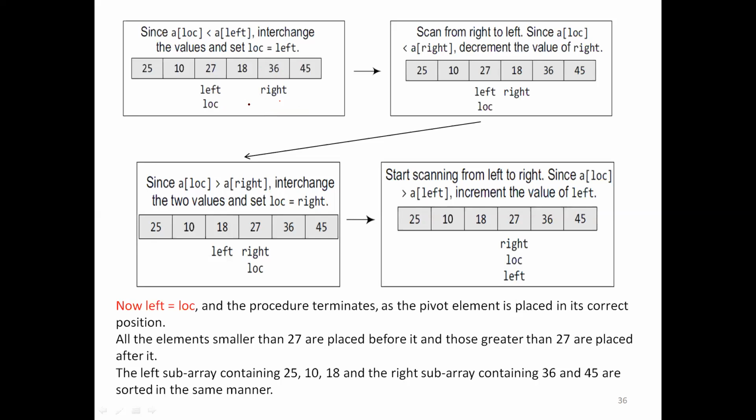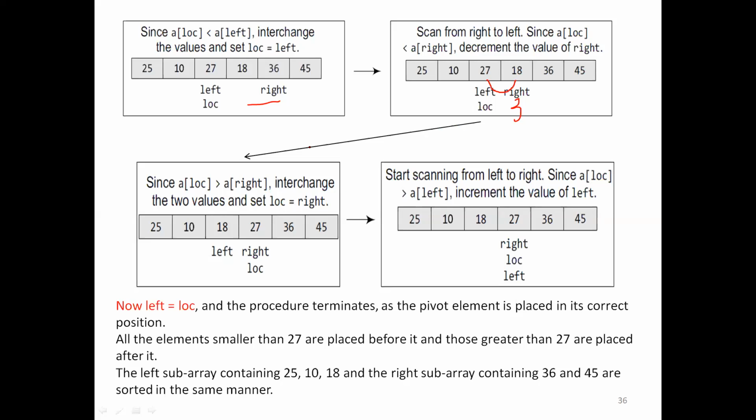I have to decrement the right variable. So now, previously it was n minus 2, now n minus 3. 0, 1, 2, 3. So right is now pointing to 3. Previously it was 4. Now it is decremented. Next I'm comparing 27 with 18. Since I'm doing right to left, 27 is greater, so I have to do swapping. Yes, it is greater.